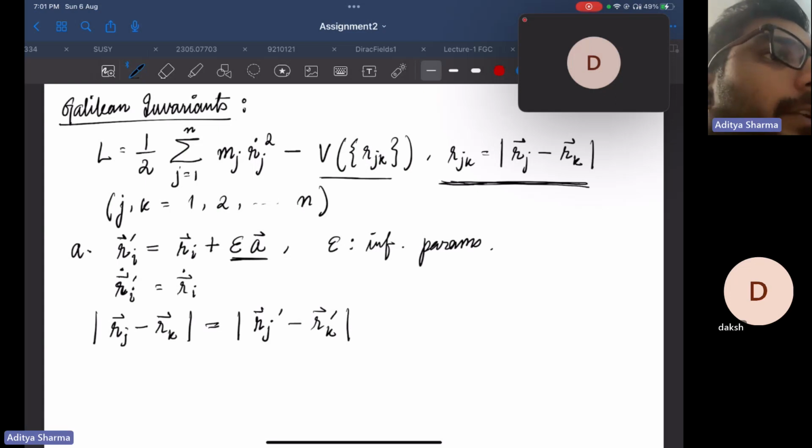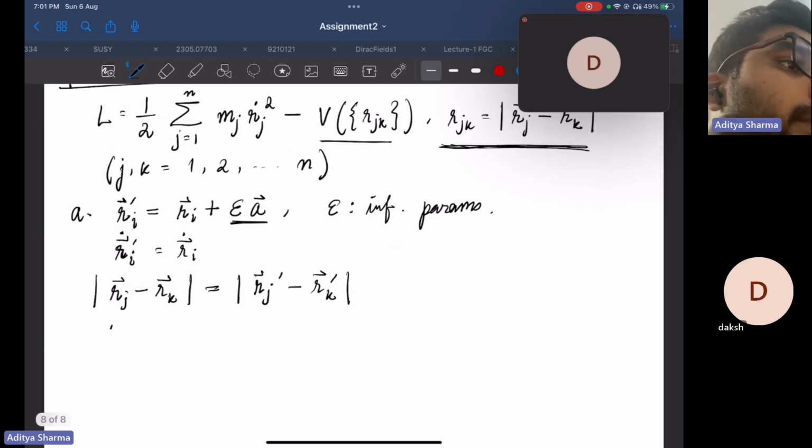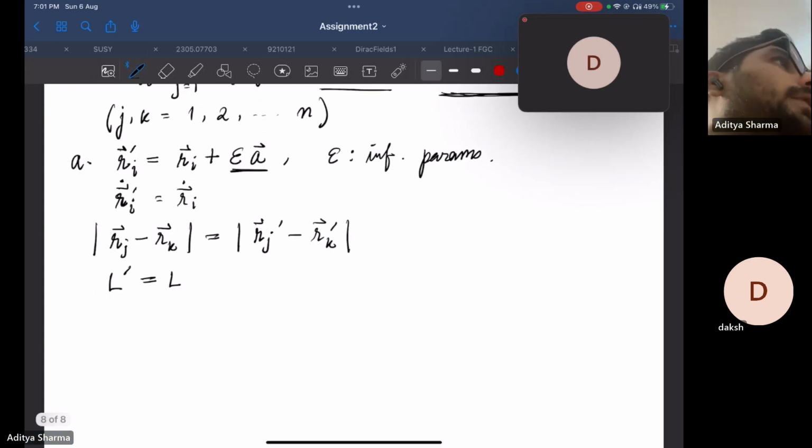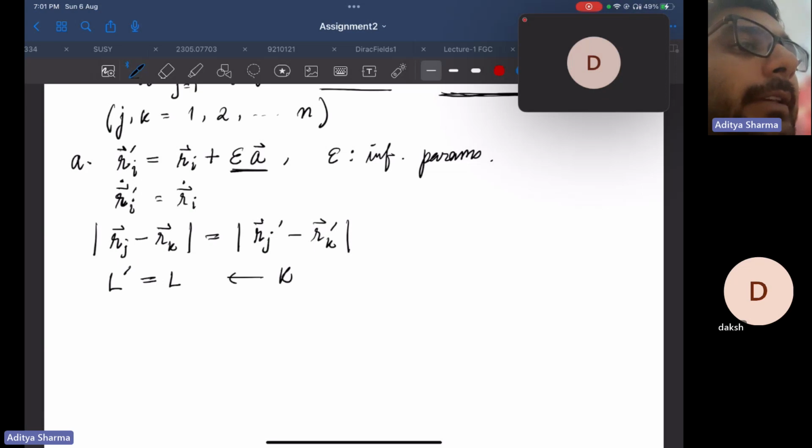That means your potential is not changing. Your kinetic term is also not changing. That means the new L is the same as the old L. All right, so this is an example of kinematical symmetry.